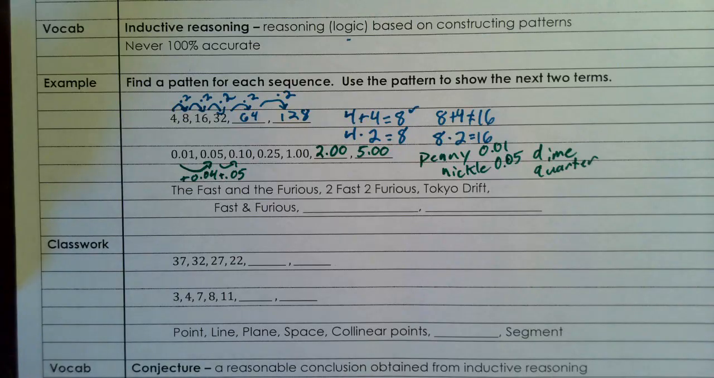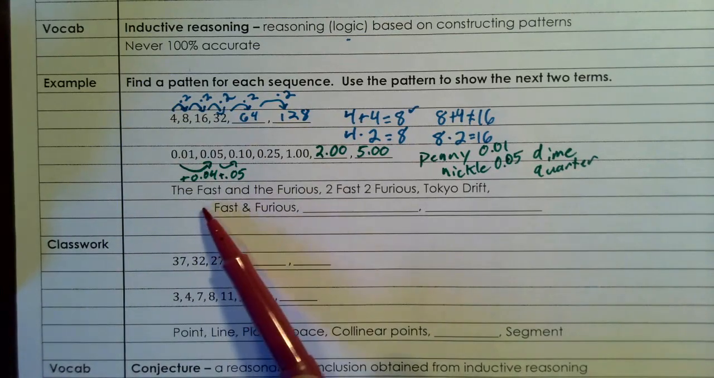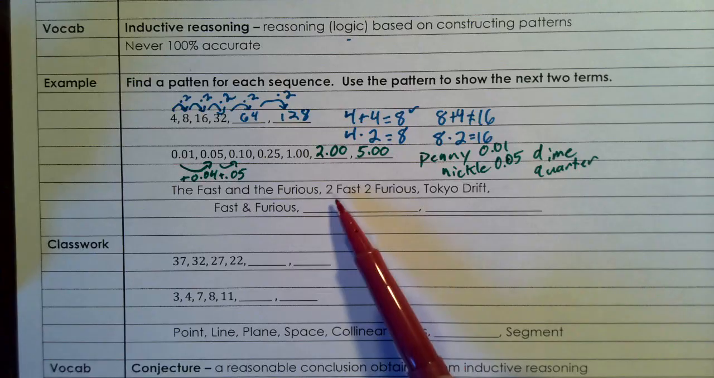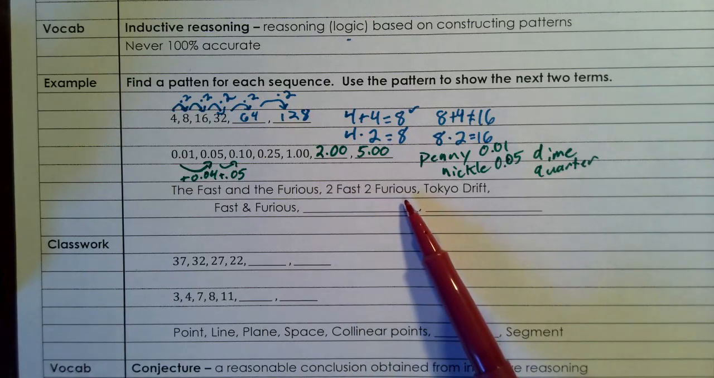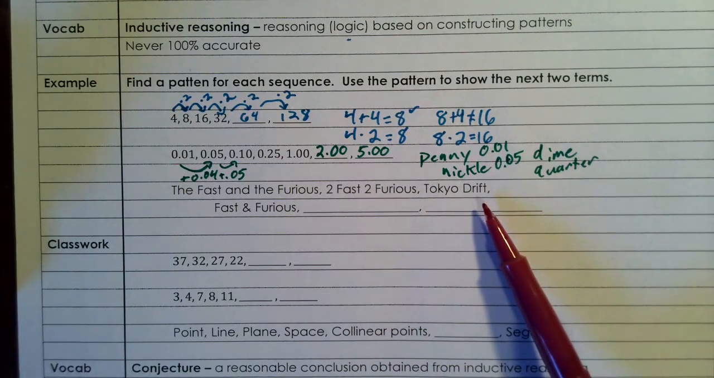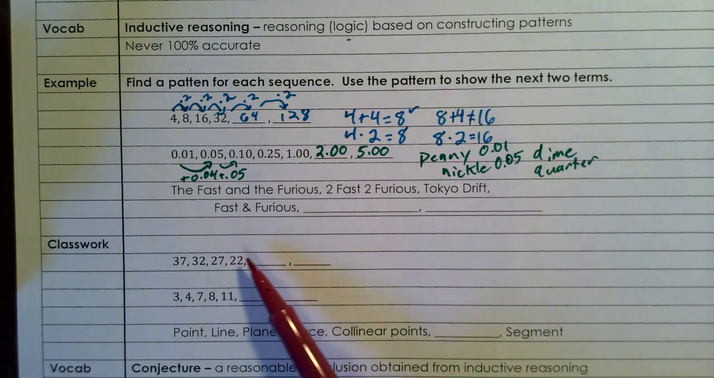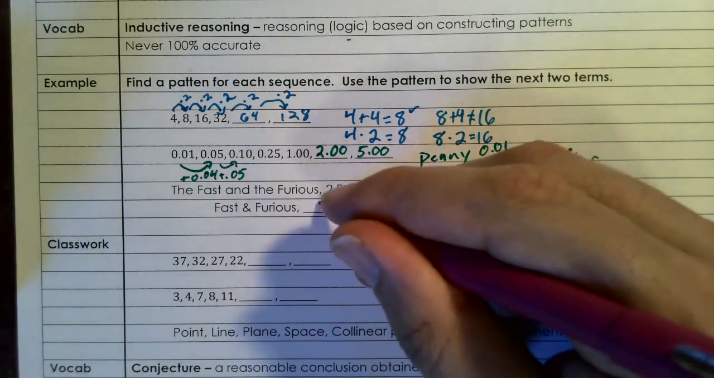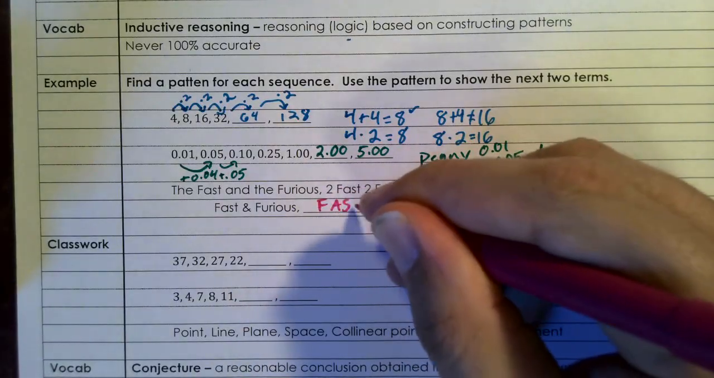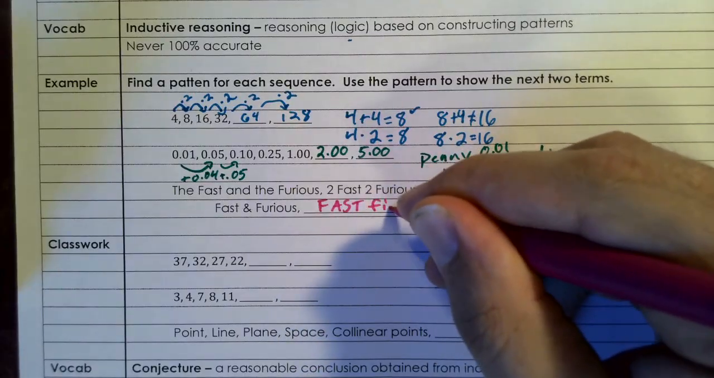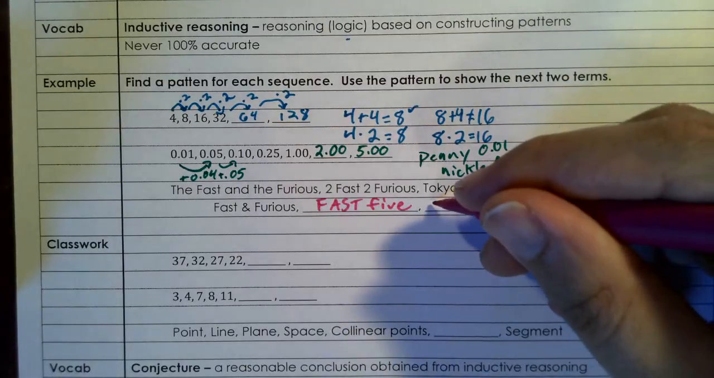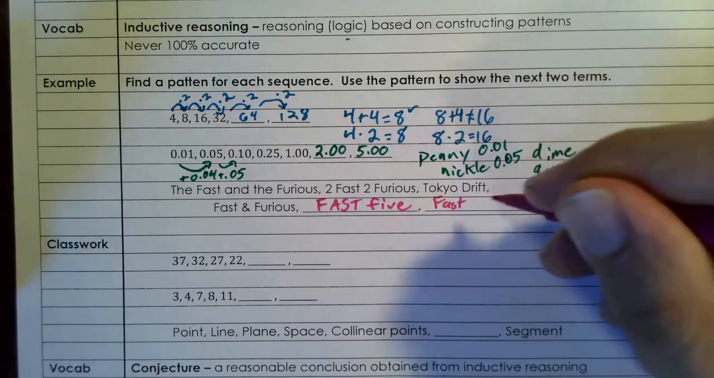This next sequence is based on movies. So Fast and the Furious was the first Fast and the Furious movie, and then after that they made another movie, 2 Fast 2 Furious. Then they made Tokyo Drift, the movie after that one. Then they made Fast and Furious, the fourth one. Fast Five was the one after that. And the one after that, they decided to go back to just straight numbers. So Fast and Furious 6.